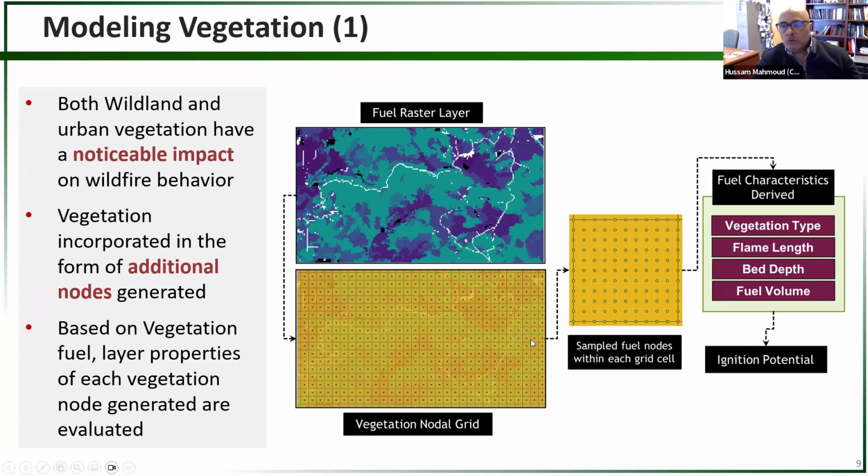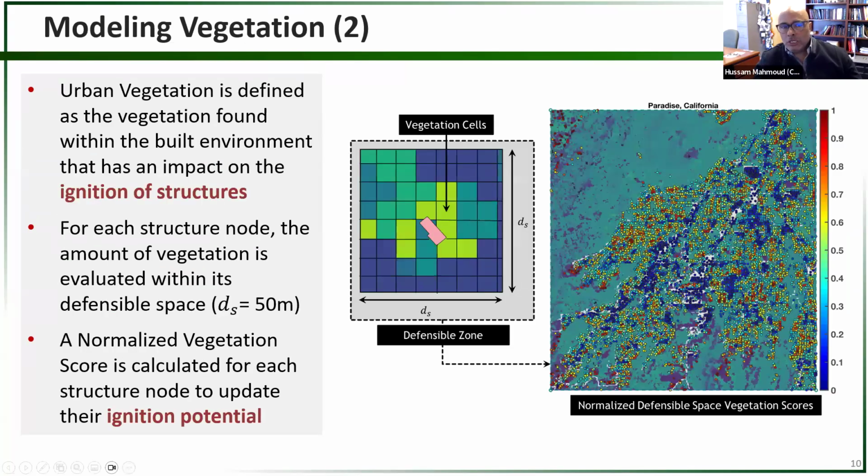We also look into urban vegetation, and urban vegetation is defined really as the vegetation that you find within the built environment. There are no good files that have this type of vegetation yet, or no good data so far. But the way we include the impact of this urban vegetation is that for each structural node, we look at the amount of vegetation.